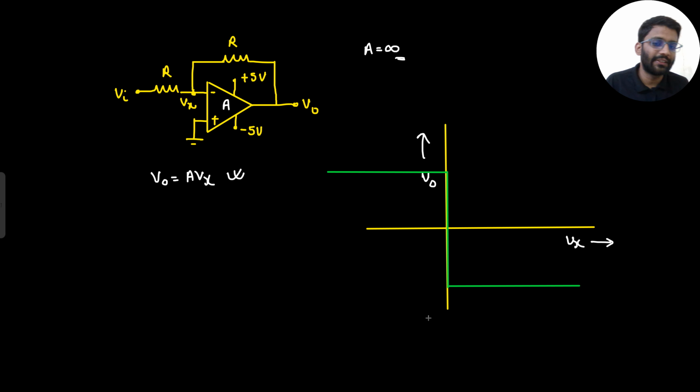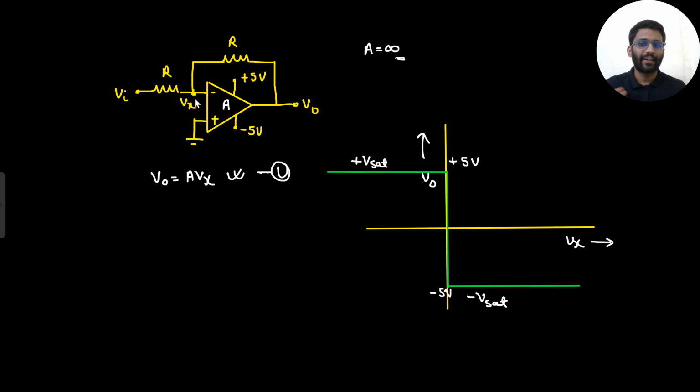And if the Vx value is negative, that means the positive input is higher, so the output will be positively saturated. So if Vx is negative, my output will be plus Vsat, and if my Vx is positive, my output will be minus Vsat. Are you agreeing with this point? So this is the first equation we wrote, and from that we made the graph. This point is Vsat. Instead of that, we should write plus 5, and here we should write minus 5 volt.